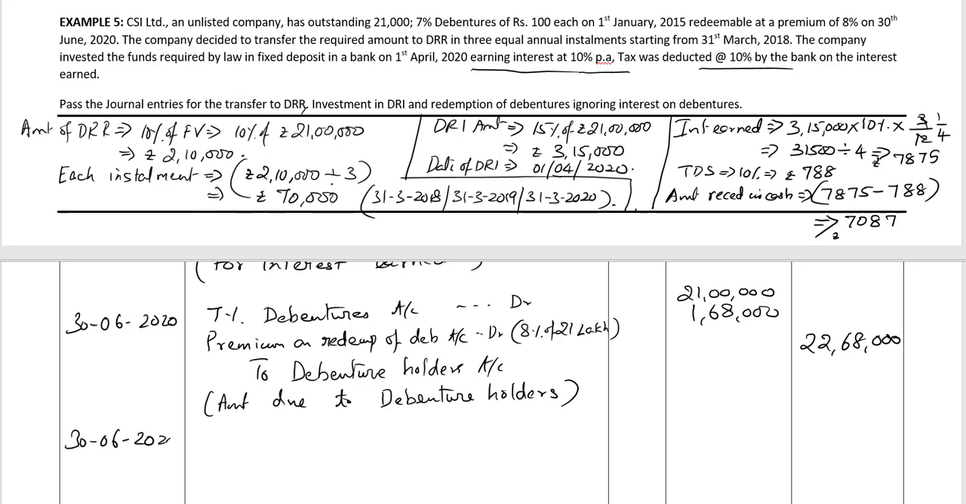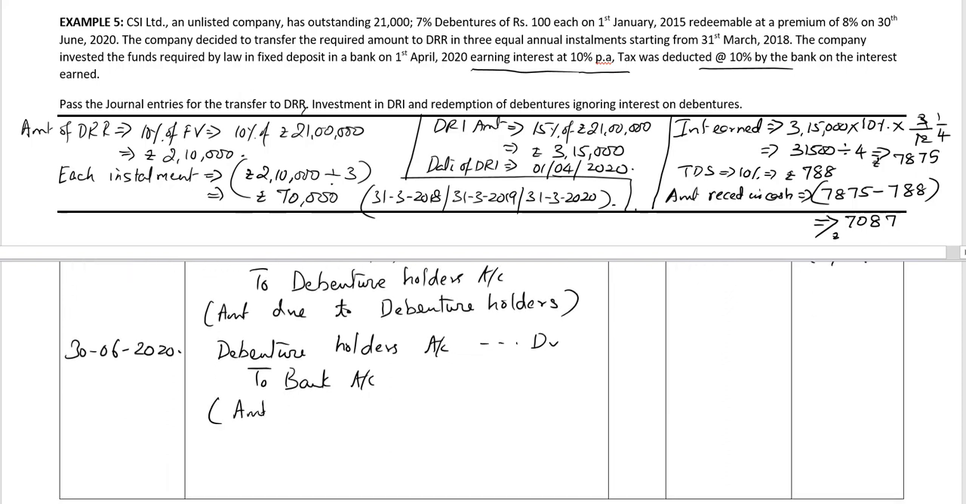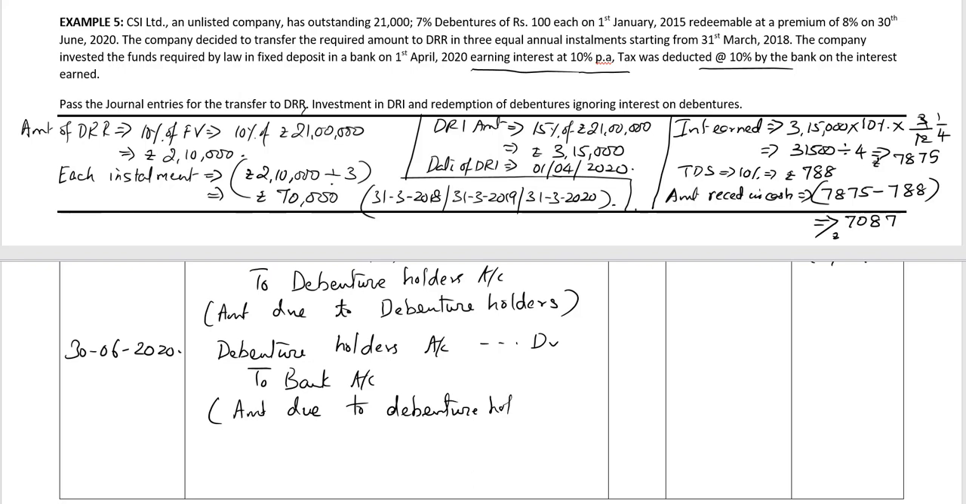On the same date, we will pay the debenture holders what is due to them. Debenture holders account debit to bank account for the amount due to debenture holders paid off. The amount due paid off is 22,68,000 rupees.